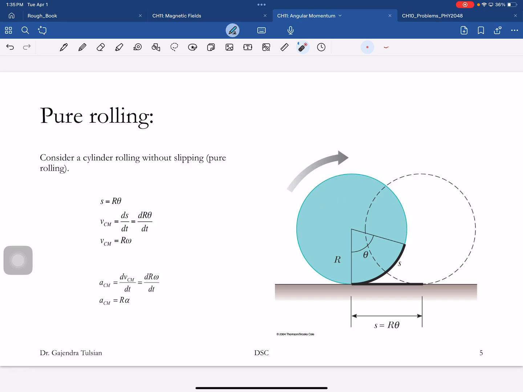So when a wheel is rolling without slipping, when the wheel rotates through an angle theta, the distance it travels is r theta, which is s. And now you can take the time derivative of this. If you take the time derivative of s, you get the center of mass velocity, the velocity at which your car is going. The radius of the wheel is not changing, so it's r d theta by dt, so r omega. So the center of mass velocity for a rolling motion is r times omega, the angular velocity, the rate at which the wheel is turning. And similarly, the center of mass acceleration is r times alpha. You just take the time derivative again.